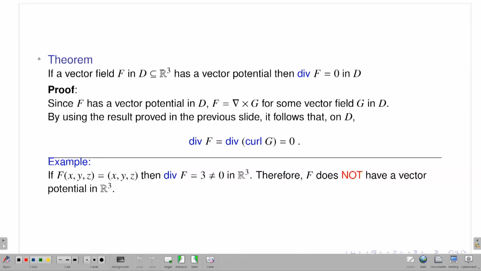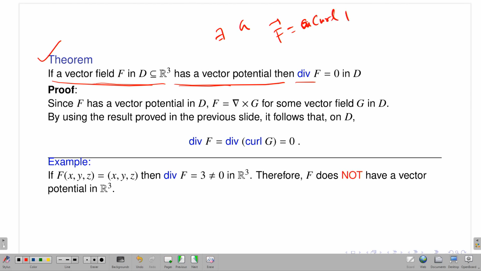Okay. There is another theorem. What is that? If a vector field capital F in R3 has a vector potential, then divergence F is 0. Just now I said it, okay. If I have a vector field which has a vector potential, what does it mean? That means there exists another vector field G such that your vector field capital F is nothing but curl of G. That is the definition of what is called a vector potential. So, if capital F has a vector potential, that means capital F is of the form curl of G. Now, I want to calculate the divergence of F.